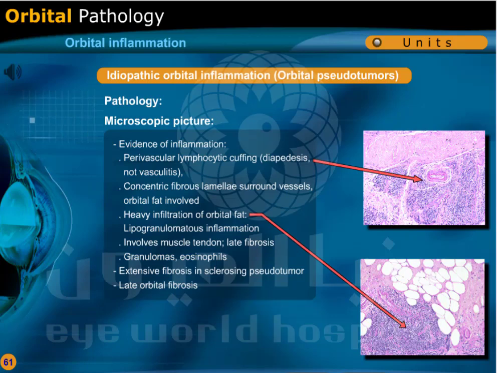Concentric fibrous lamellae surround vessels, orbital fat involved. Heavy infiltration of orbital fat. Lipogranulomatous inflammation, involving muscle tendon, late fibrosis. Granulomas, eosinophils. Extensive fibrosis in sclerosing pseudotumor with late orbital fibrosis.